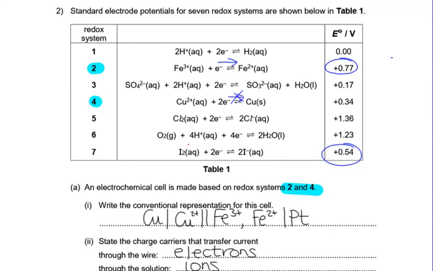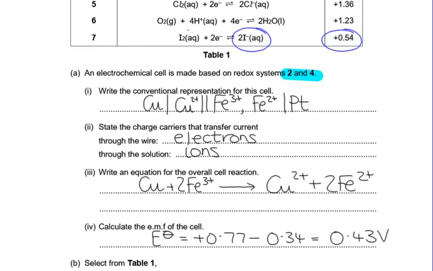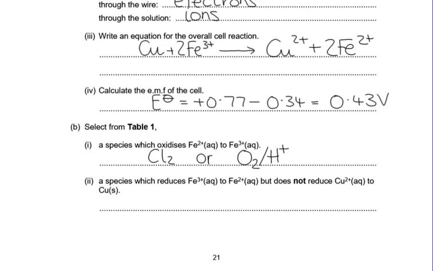And if we're going to cause reduction, we need to be a reducing agent, so we need to be the thing on the right. So it's very important that it's not iodine, it's iodide. So it's the one in between the two things we're being asked about.